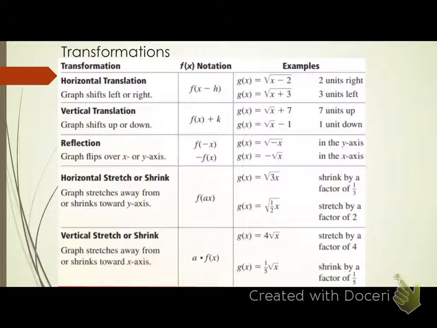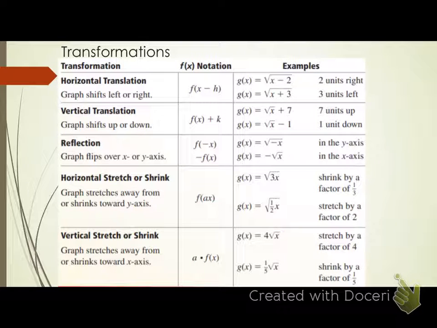G of x equals square root of 3x. Wouldn't it be, oh, six? I'm looking at this. Yeah. Oh, my bad, 6x. F of x, f of ax. That's what I'm going to be using, right? What's my a value? 6. Why is it 6? Very good.